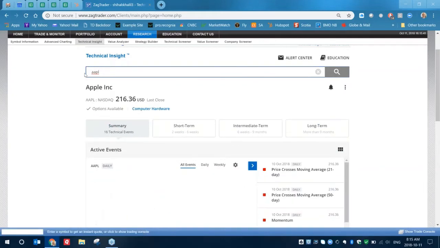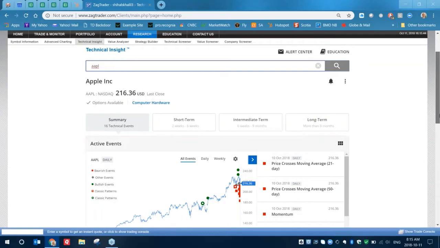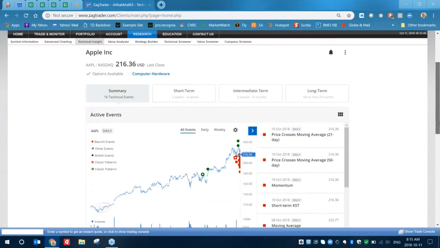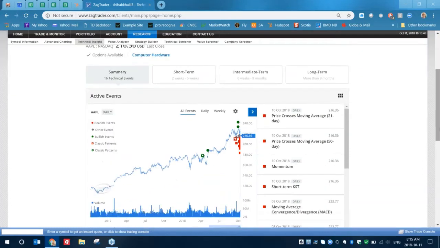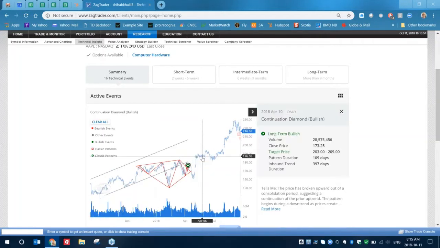So I'm going to look at Apple, probably one of the most well-known stocks in the U.S. technology sector. And if we look at Apple, again, it's been a pretty bullish perspective over the last many years, in fact, for Apple. Been moving up since 2016 here. Back in April of this year, we had a pattern, in this case, a continuation diamond. This is a continuation pattern suggesting the price is going to rise from the closing price of 173 into the range of 203 to 209.